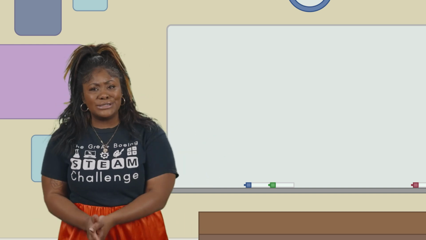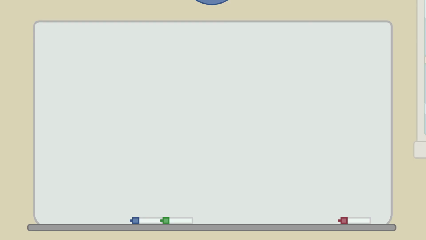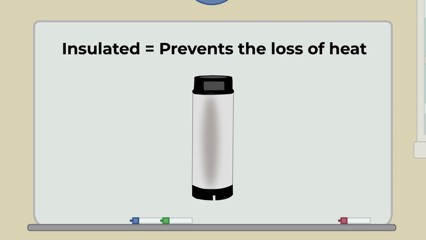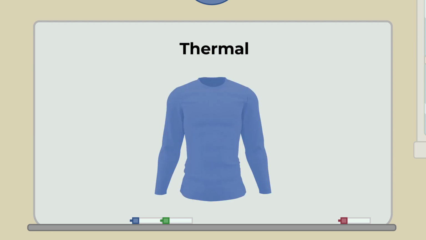Wonderful work, STEAM scholars. Sunny, what words did you come up with? I came up with the word thermos, like the insulated cup that keeps hot drinks hot and cold drinks cold. Insulated means it prevents the loss of heat. I also came up with the word thermal, as in thermal clothing, which is clothing fabric that provides excellent insulation to keep the body warm.